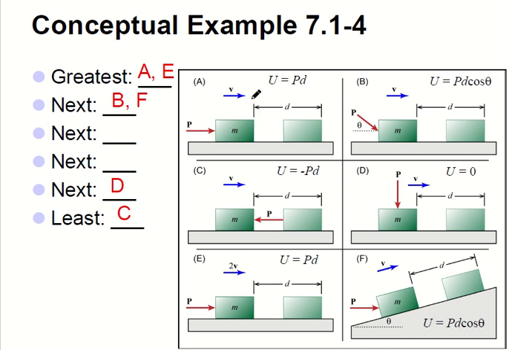So therefore, the greatest amount of work is A and E. Then we're gonna take a look at the rest of the problem. C is gonna go the least, so I'm just gonna put it in because it's opposite. See, the direction of the force and the direction of the motion are opposite. So therefore the work done will be the least.